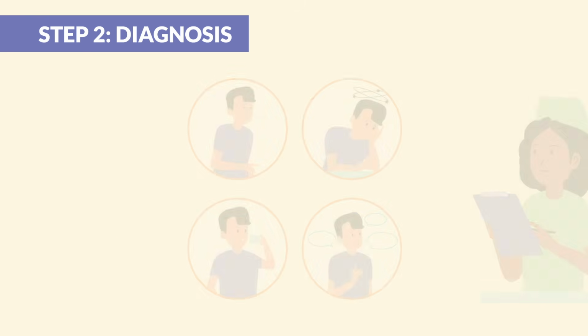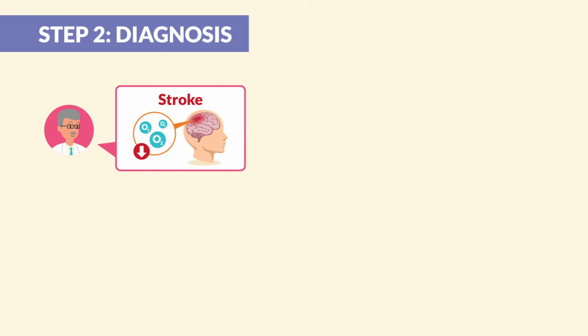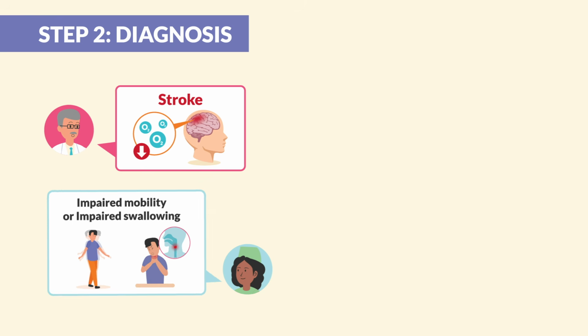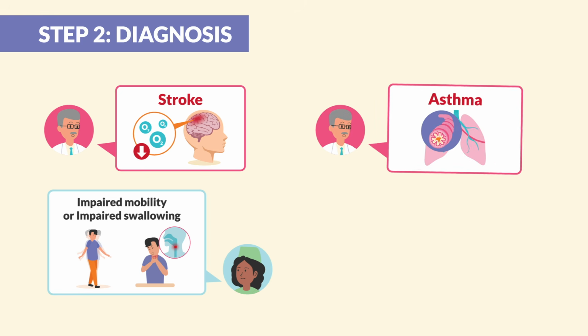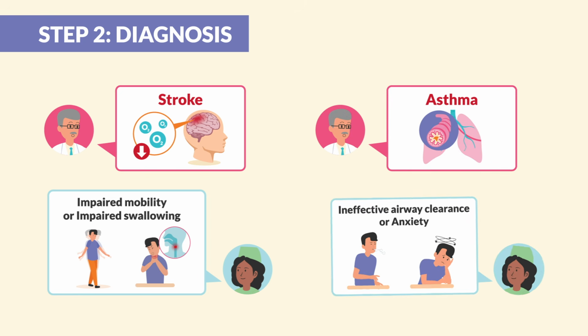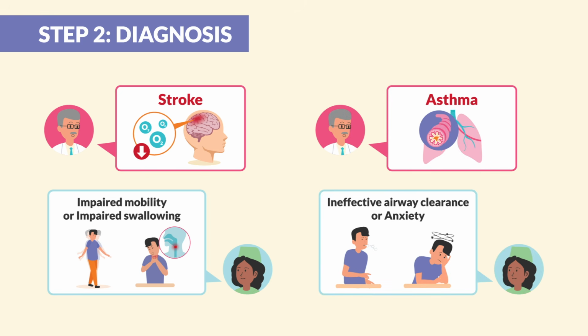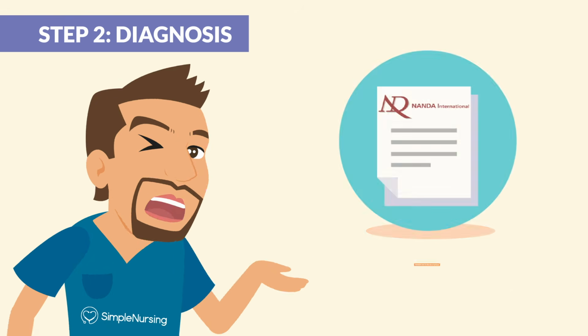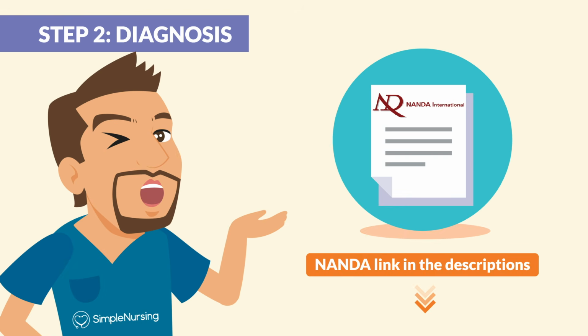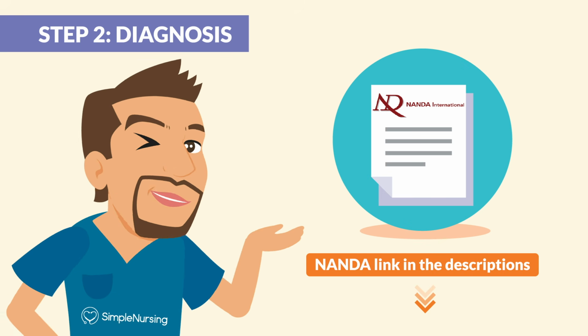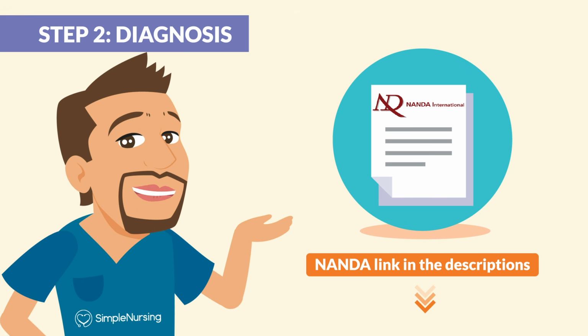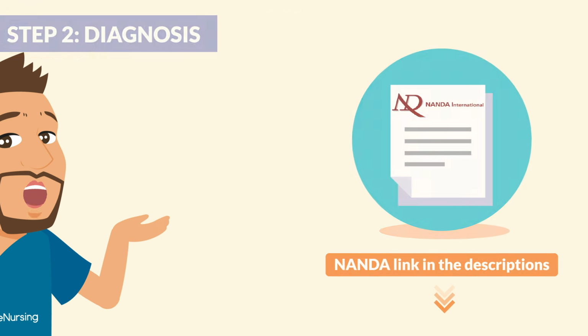So, for example, a medical diagnosis is a stroke. A nursing diagnosis is impaired mobility or impaired swallowing related to that stroke. Another example is a medical diagnosis of asthma. A nursing diagnosis is ineffective airway clearance or anxiety related to that asthma. So always use NANDA-approved language when possible. It's standardized and what your professors and NCLEX are ultimately looking for.